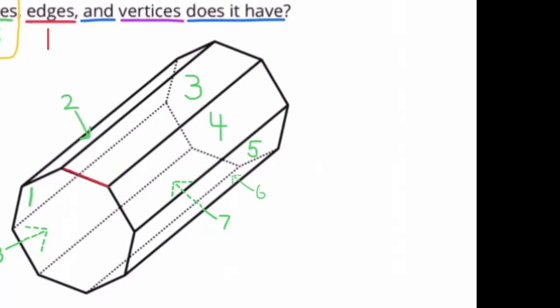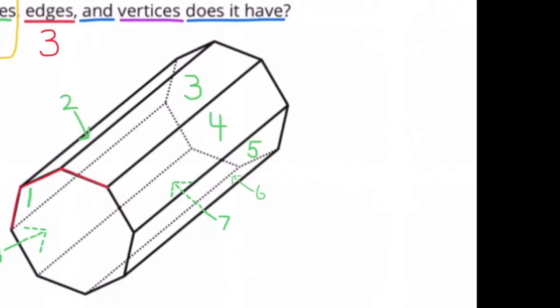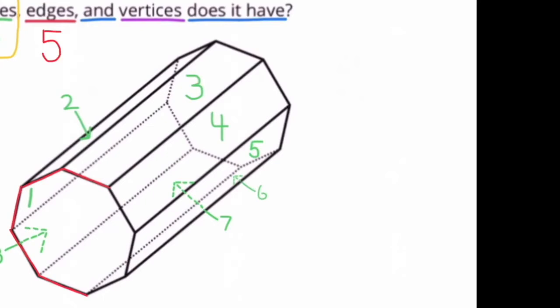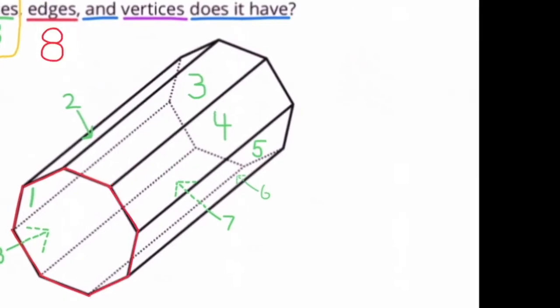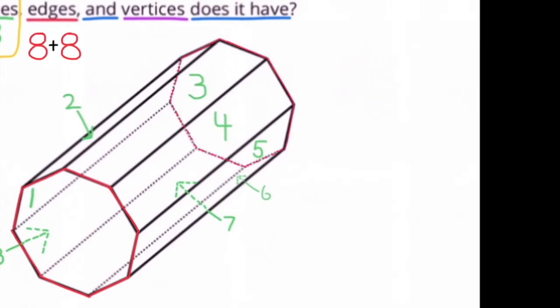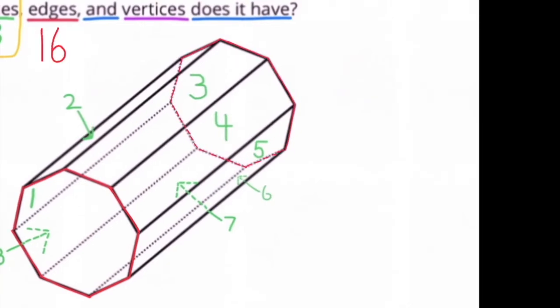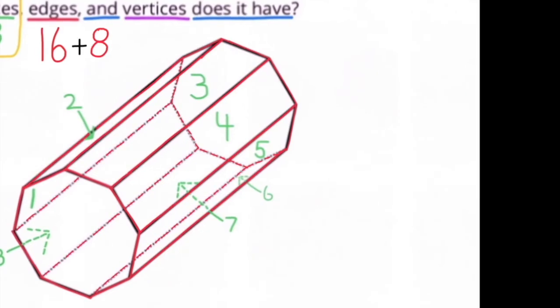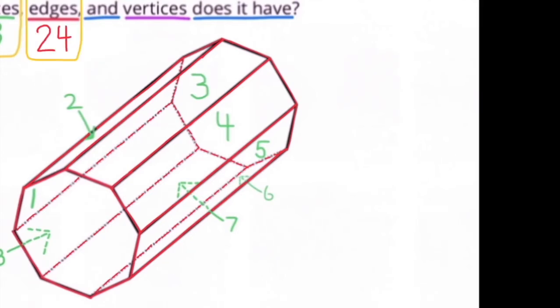Now the edges. 1, 2, 3, 4, 5, 6, 7, 8. So there's 8 edges on base 1 and 8 edges on base 2 for a total of 16 edges on the bases. Plus there's another 8 edges that run between each of the 8 faces. So there's a total of 24 edges.